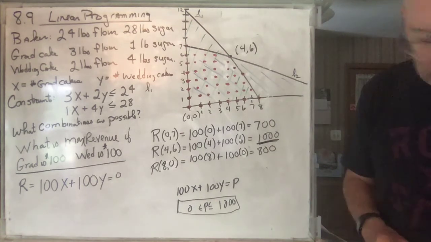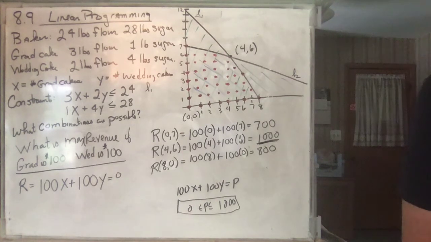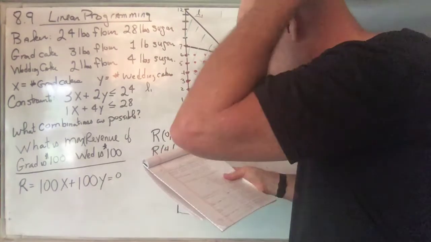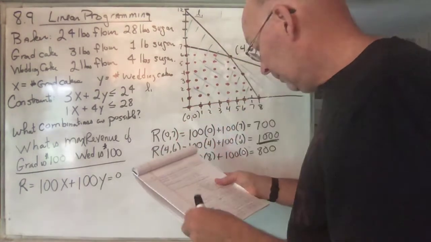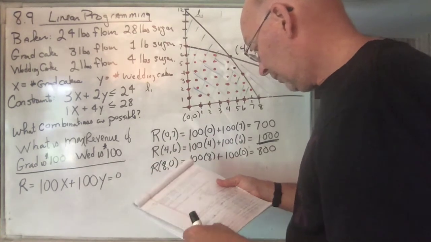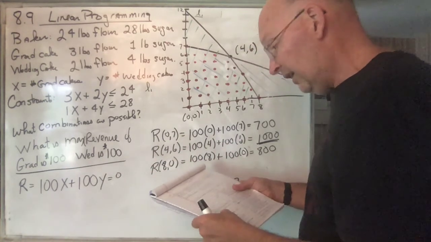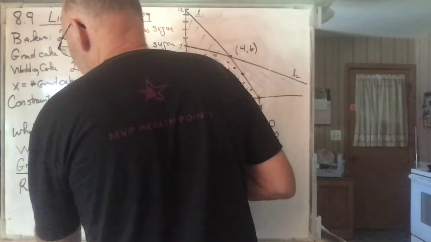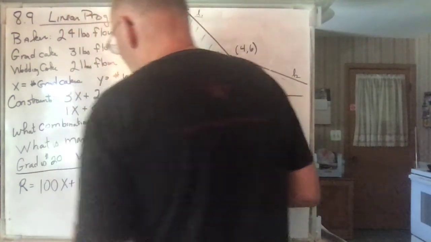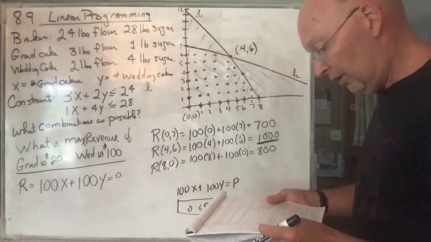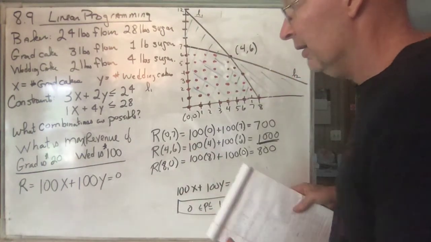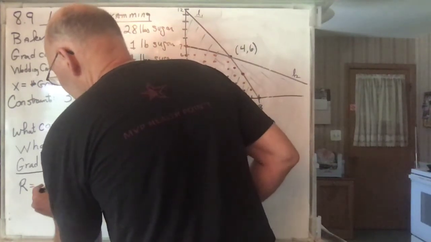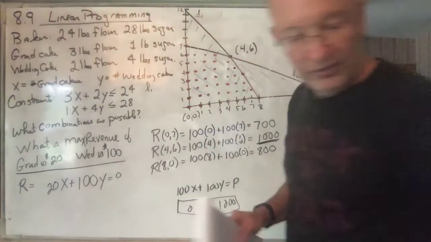Okay, that's the idea. So now let's change things a little bit. Suppose that we have $20 for a graduation cake. That's pretty cheap. And $100 for the wedding cake. Then what should be the best strategy?